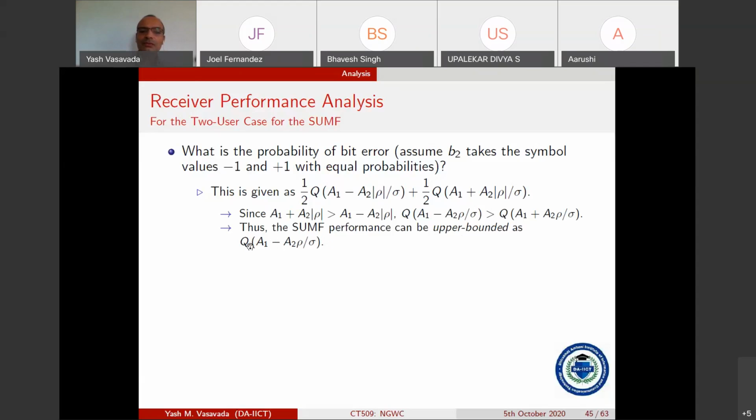So maybe there should be a 1/2 multiplier here. But what I'm doing is I'm upper bounding this. So technically I should multiply this Q function by 0.5, but that value will be definitely lower than if I don't multiply by 0.5. So if I'm interested in upper bounding, I can say this is definitely an upper bound. The actual value, which is 1/2 times this, is going to be lower than this. So the SUMF performance will always be better than this Q function. Not a whole lot better, actually.